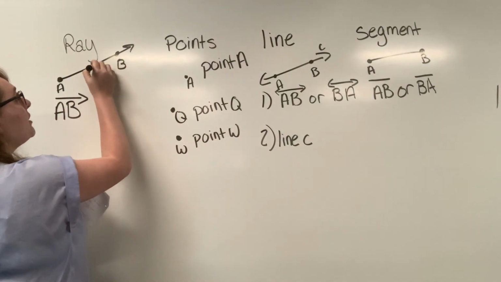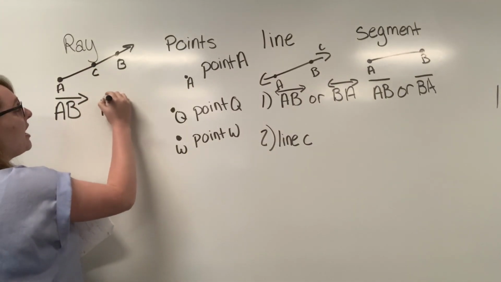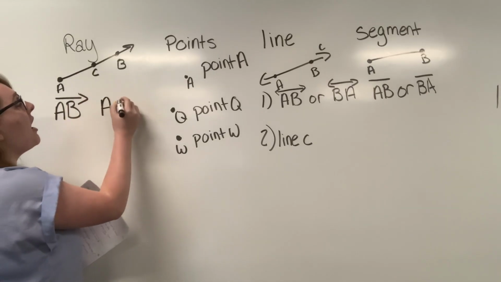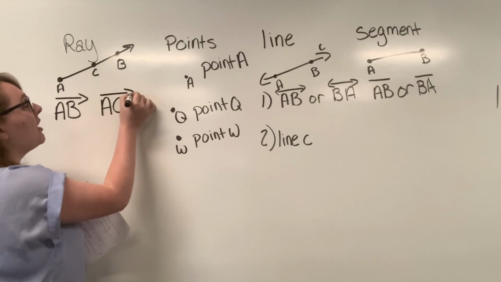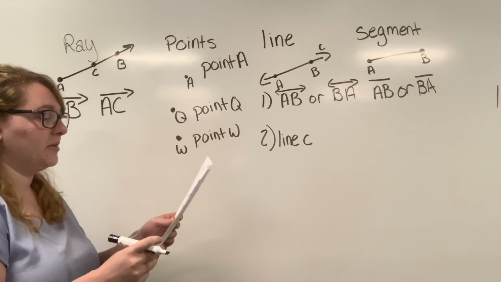If there was another point on here, such as a C, you could also name this ray with A, your starting point. You always have to start with your starting point, and then your C, again with a line with one arrow because it's going off forever in one direction.